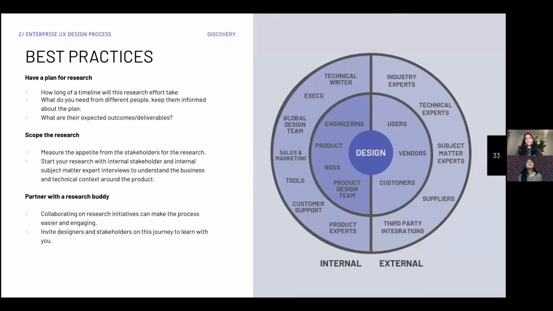So some of the best practices that we have discovered and that has worked for Aly and me is to basically have a good research plan, bring people on board to what we are doing, scope out the research, and partner with a research buddy so you're not doing this alone. It's always good to have brainstorming partners, which can make your work easy.